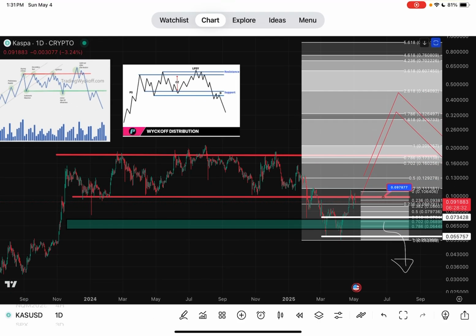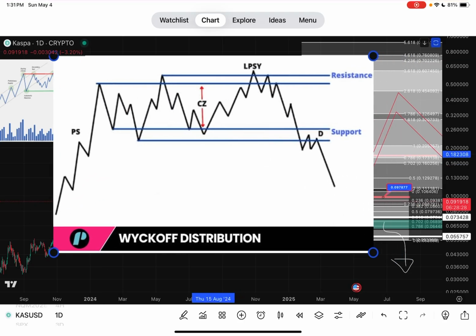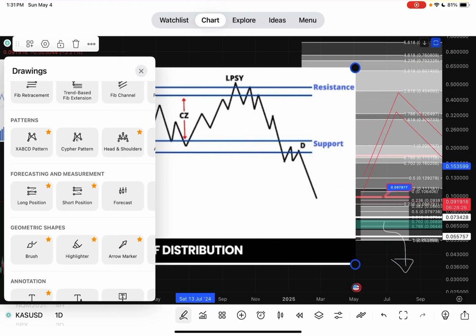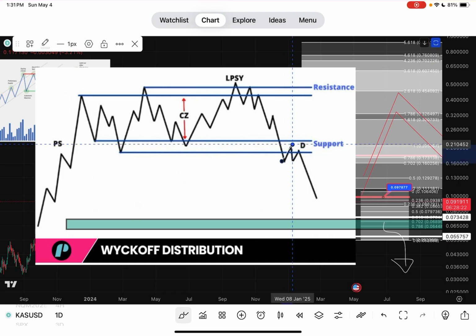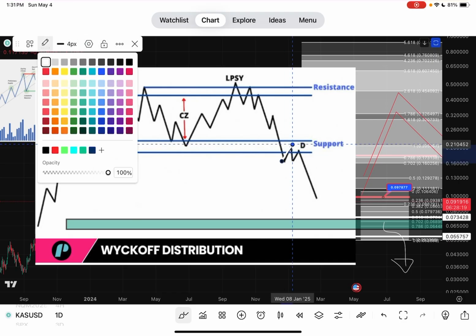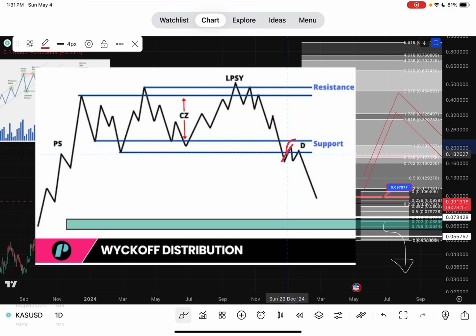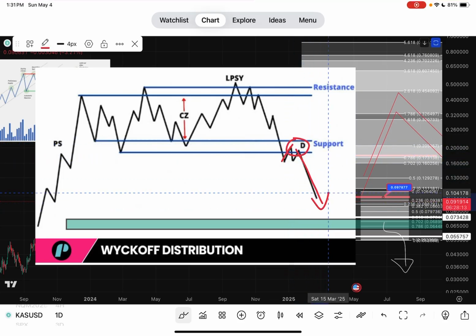Now there's two schematics I'm looking at right now. It's either this schematic, which is the bearish schematic, and it shows that once you see the breakdown from the lows of the range, you come back to tap it, the support as resistance, and then you continue on down from there.